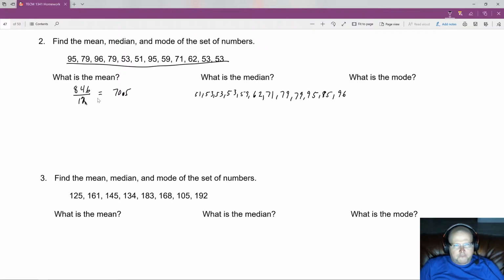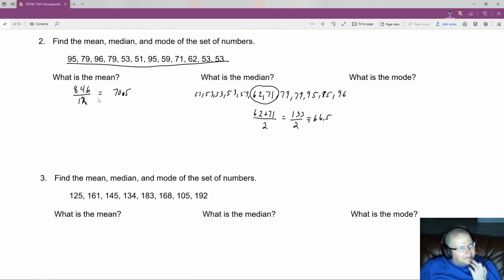Good. Now, just like the previous problem, there's an even number, so we need the 2 in the middle. So we're going to pick 1, 2, 3, 4, 5, 6, and 7. So we would simply add those together. 62 plus 71, and we're just going to average them out by dividing by 2. So 62 plus 71 is 133. We would divide that by 2, and that would give me 66.5.